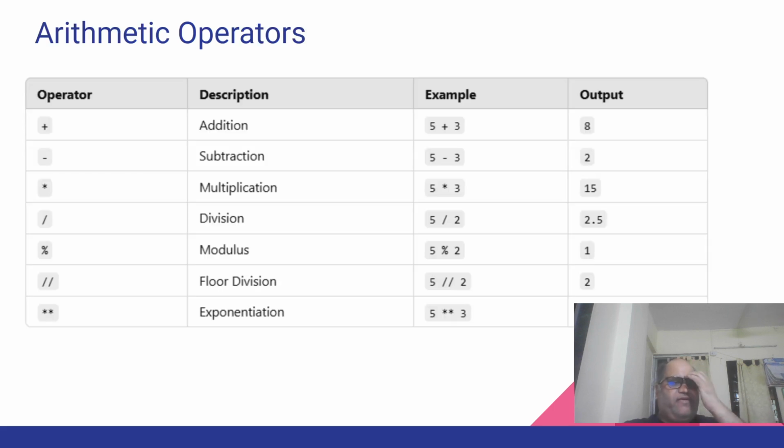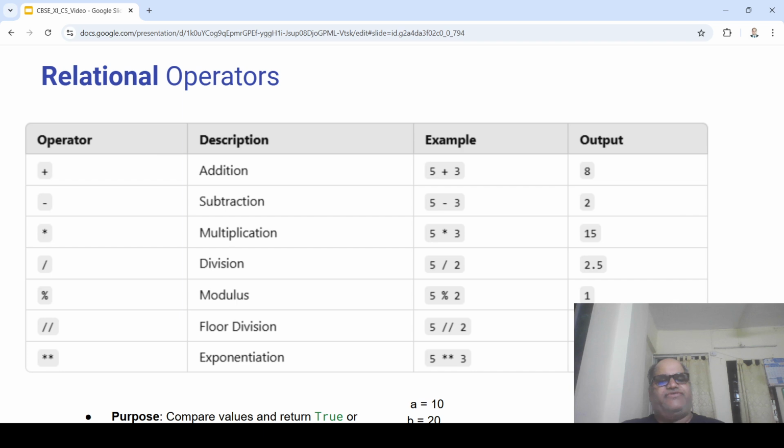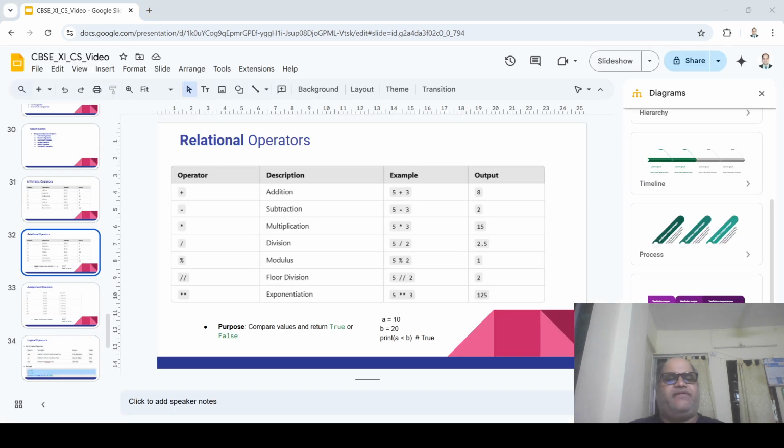Arithmetic operators: plus, minus, into, then division, modulus, floor division, and exponentiation. In relational ones, we are having an issue here as well. Give us a minute. I think there has been some mistake in referring to the right example. We'll correct it. That's why.